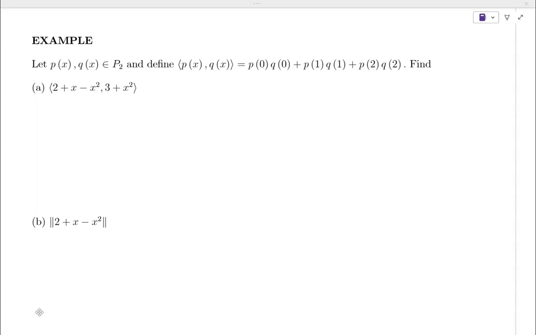We did the other one where we just said, take the constant terms, take the x coefficients, and take the x squared coefficients, multiply them together, and add. We did that one last time, and said basically, hey, that looks like the inner product on R3, the normal dot product on R3. This one definitely does not look like the inner product on R3. All right, so this is a little bit different.